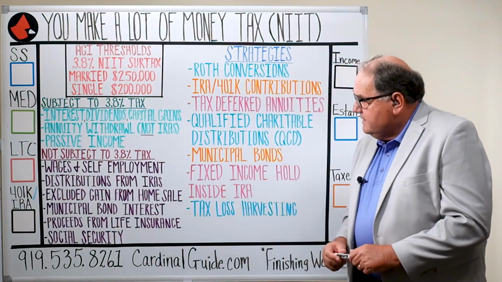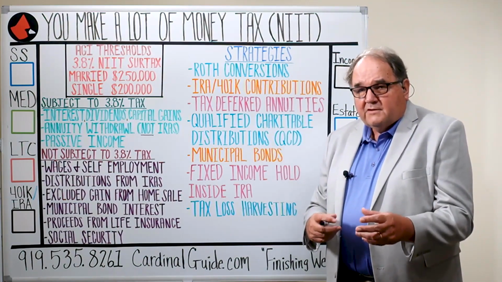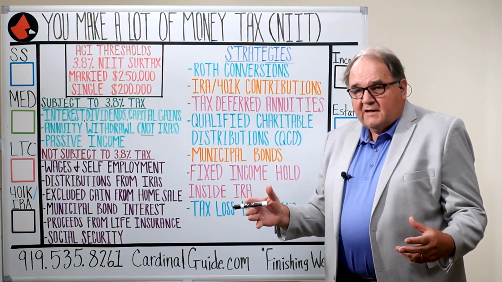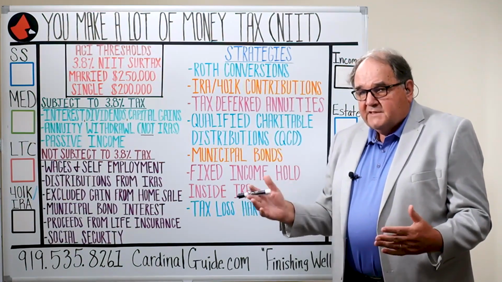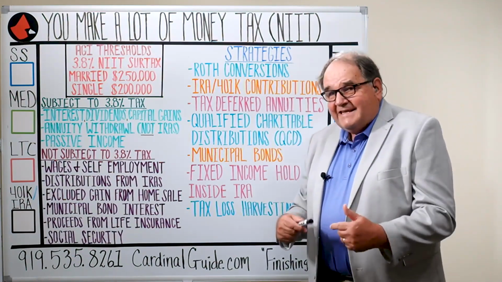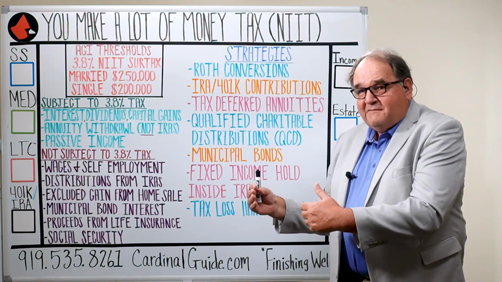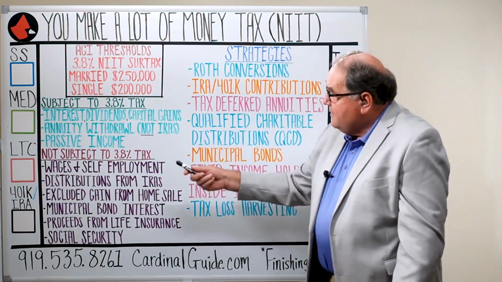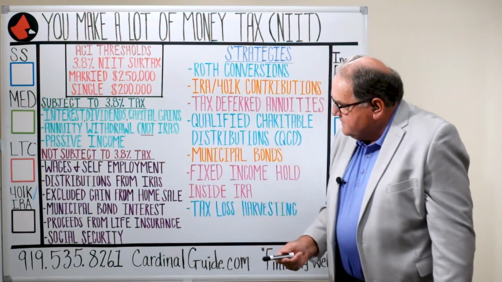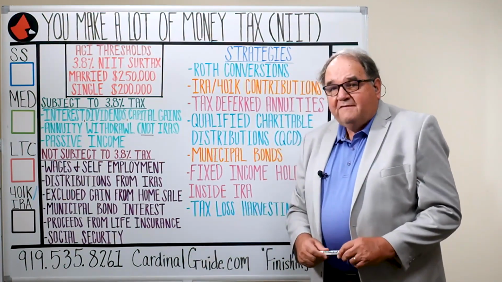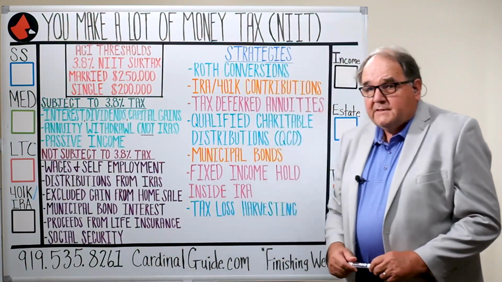Excluded gain from a home sale, so that 250,000 per person, 500,000 for a couple amount where you're excluded from the gain from the sale of your personal residence, that doesn't count. But if you make more than those amounts and have to pay capital gains tax on that, you're going to also have to pay this thing. So municipal bond interest, proceeds from life insurance is excluded from this, and then Social Security payments.